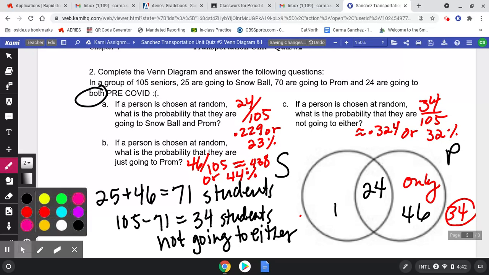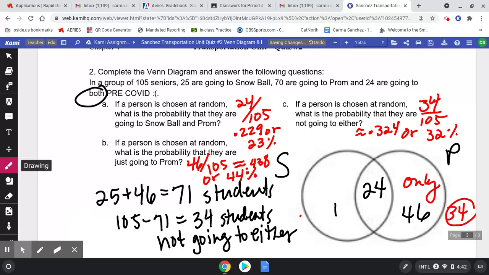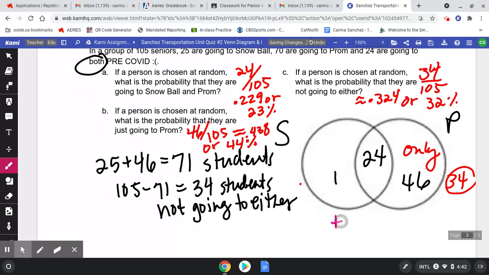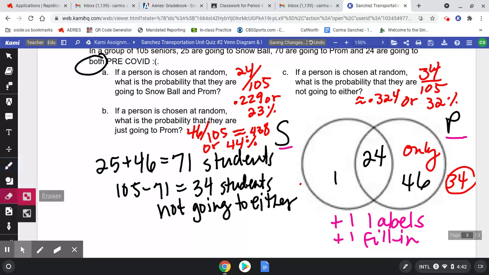So how are we going to grade this? We're going to grade this as 1 point for labels, for having the S and the P. We're going to grade this as 1 point for each of the filling in of the diagram. And the outside one in this case is going to count. So this is going to be a +4 for 1, 2, 3, 4 points.